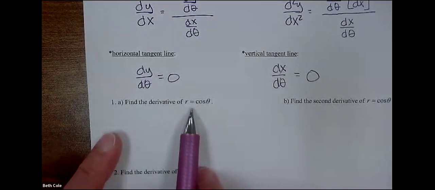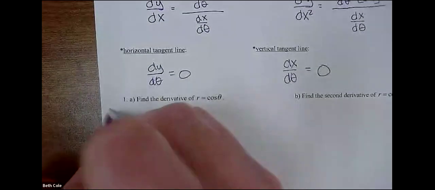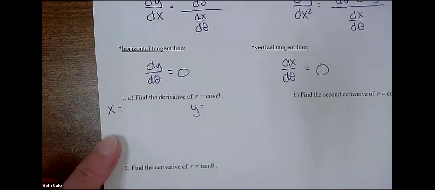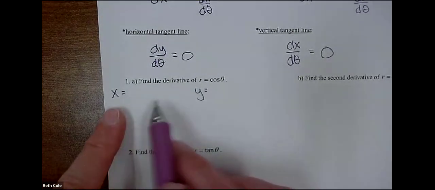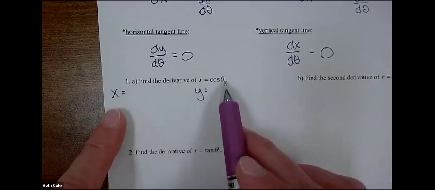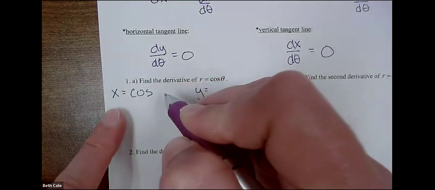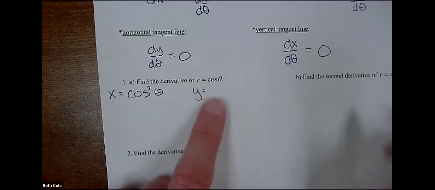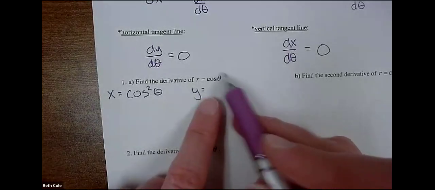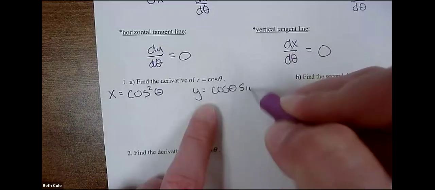So this says find the derivative of r equals cosine theta. First, we're going to find x and y, and this is where this becomes a little bit of writing. If you remember, and if not, that's fine, we had a 4-day weekend. x equals r cosine theta, and y equals r sine theta. So if we have r cosine theta, well, r is cosine theta. So it would be cosine times cosine, I can write cosine squared. And then y is r sine theta. So that would be cosine theta, sine theta.